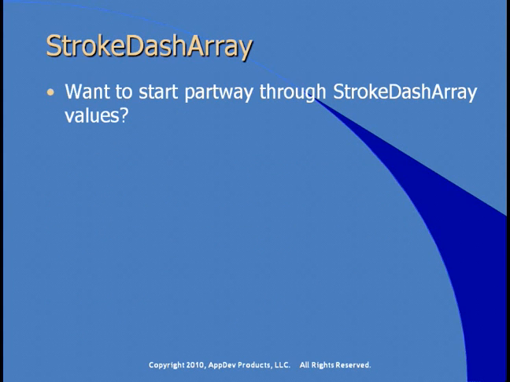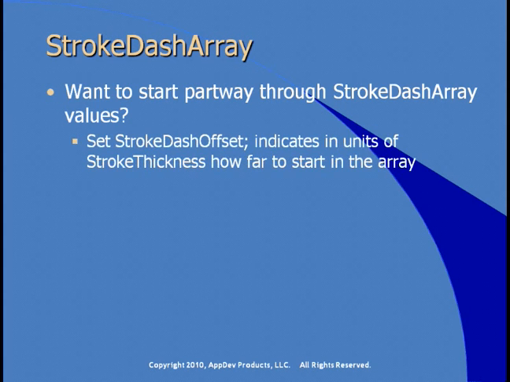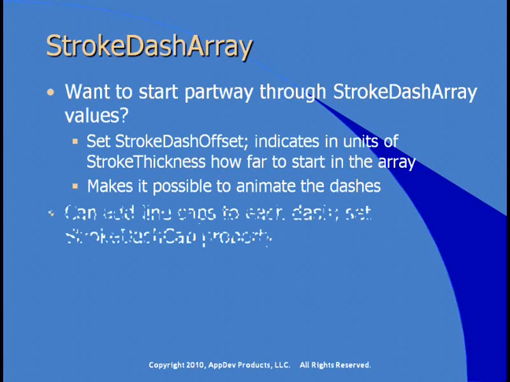What if you want to start part way through the stroke dash array values? You'll need this if you ever want to animate your dashes. Imagine, as Microsoft Word does, for example, sort of dancing dashes around a border of something. In that case, you might want to specify that at first you start at the first value, then you start at the second value, and maybe you alternate back and forth so your dashes and spaces animate. To do that, you can set the stroke dash offset property. That indicates in units of the stroke thickness how far to start into the array, and it makes it possible to animate the dashes. We'll look at examples of this.